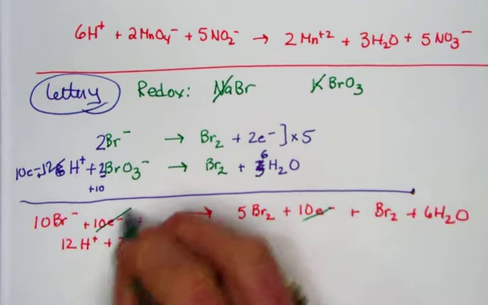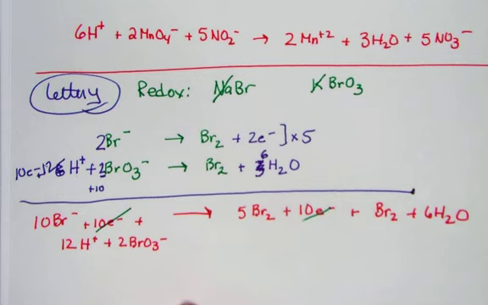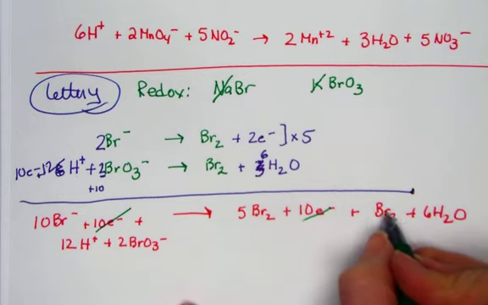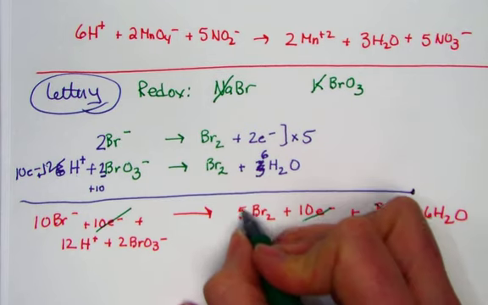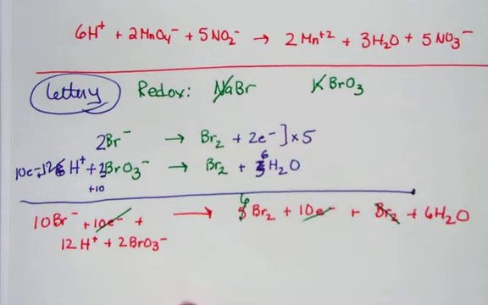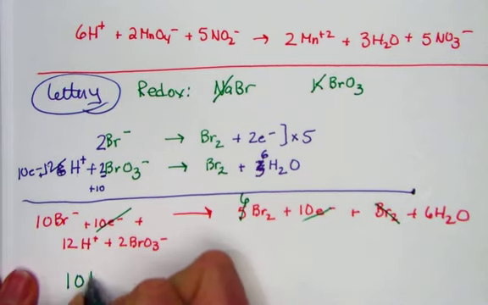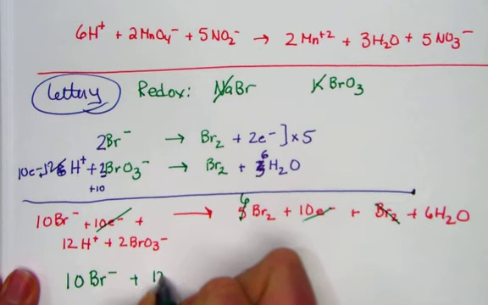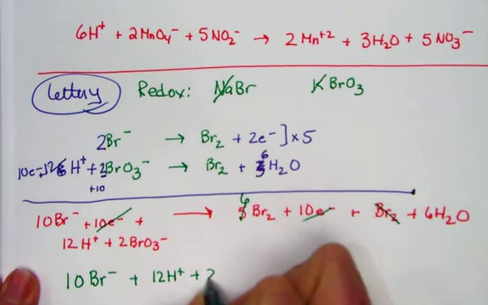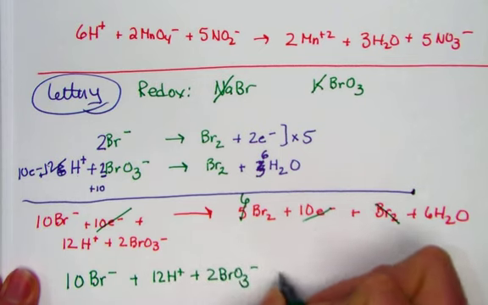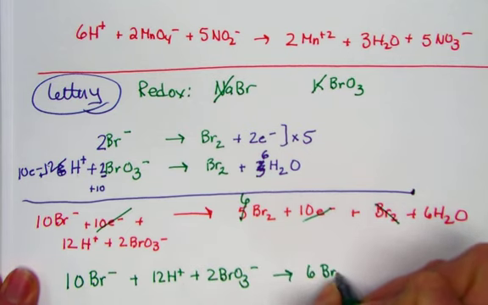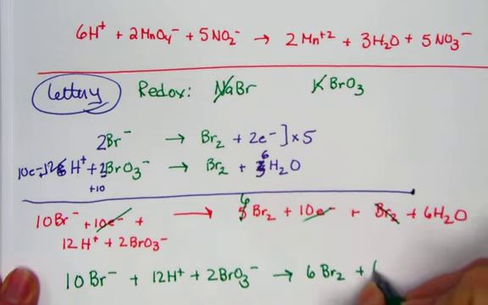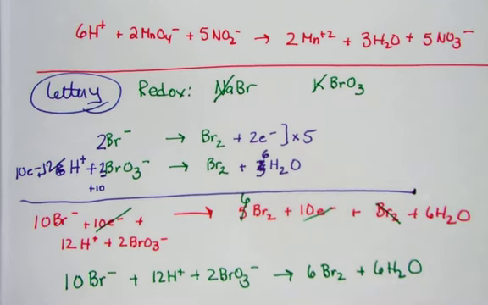Again, the electrons are canceled. And we need to combine a Br2 with 5 Br2s. I'll just go ahead and add those together to produce 6 Br2s. Anything else? It looks like if I have 10 Br negatives and 12 H positives and 2 BrO3 negatives, forming 6 Br2s and 6 waters on the right-hand side.